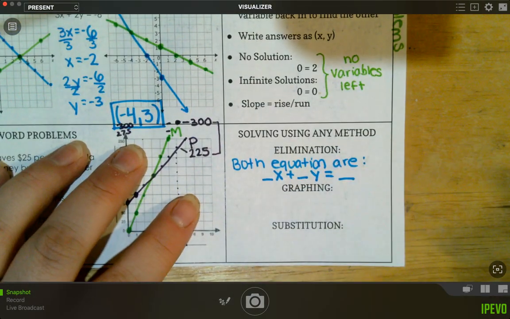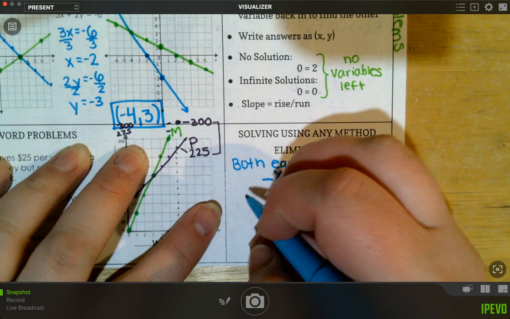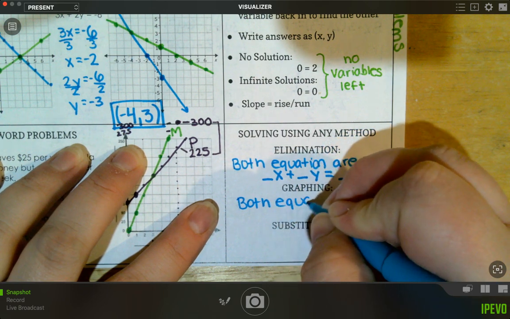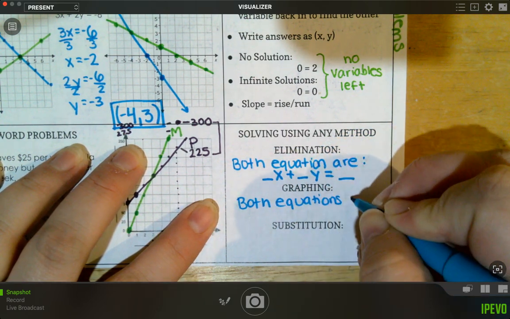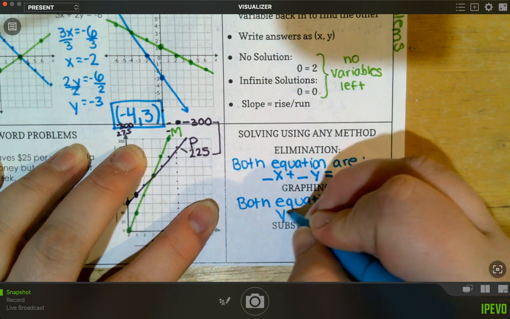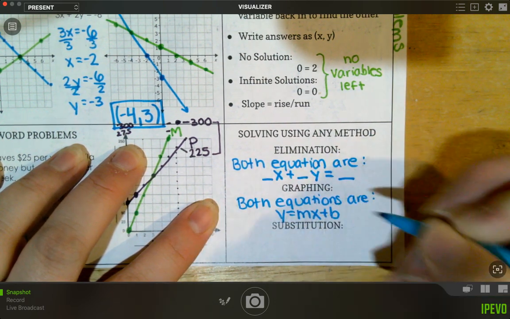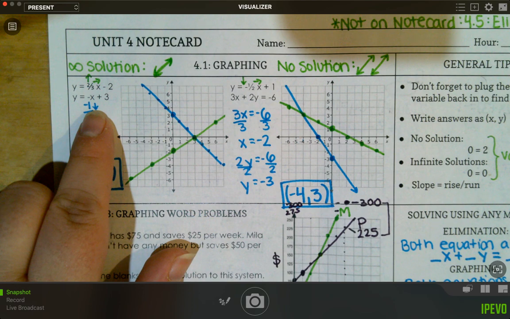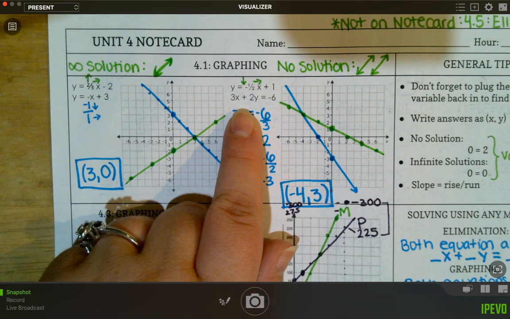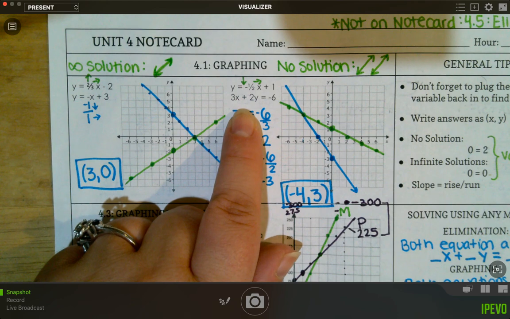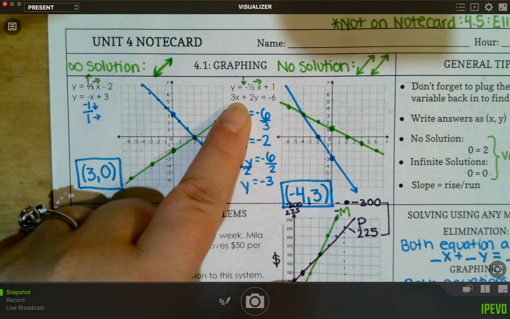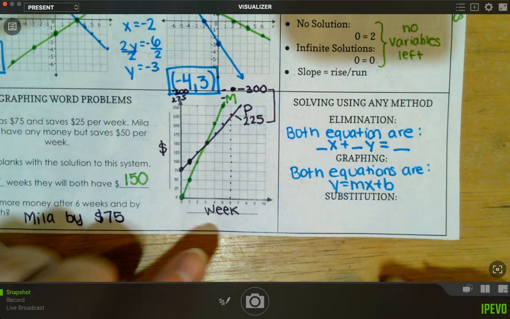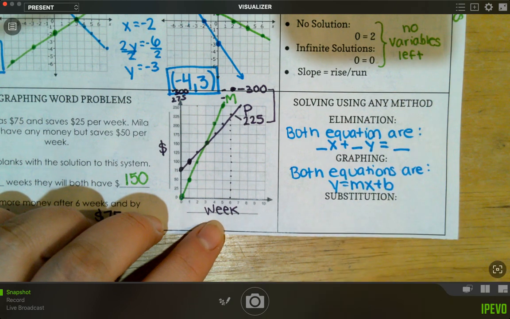For graphing, even though they don't have to be, this is easiest when both equations are y equals mx plus b. Because that's how you graph lines, guys. So when it's like this, that's the easiest. You can still do it if it's like this, but that's a little bit trickier just because then this one is harder to graph. So I will ask you to graph specifically one like this, but if you have to pick, if both of them aren't y equals mx plus b, you might want to use another method.